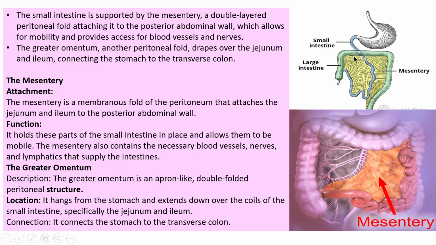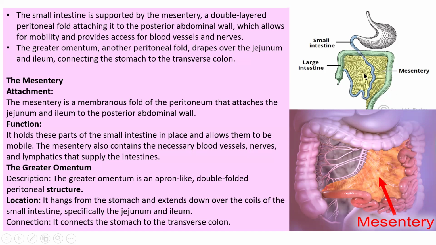Mesentery is a double-layered peritoneal fold. Double-layered peritoneal fold means serous fold, mesothelial cells, connective tissue. It attaches to the posterior abdominal wall, which allows for movement and mobility of the small intestine and also provides access for blood vessels and nerves. So the mesentery helps the small intestine to be mobile, to move, with access for blood vessels and nerves.